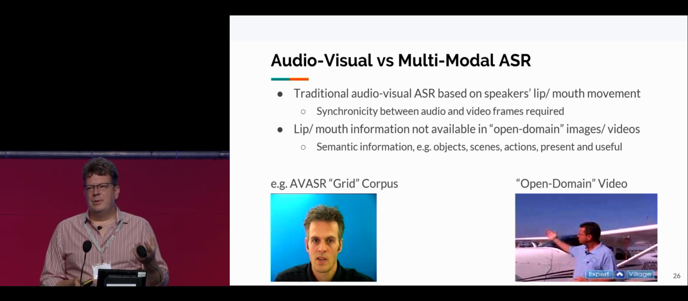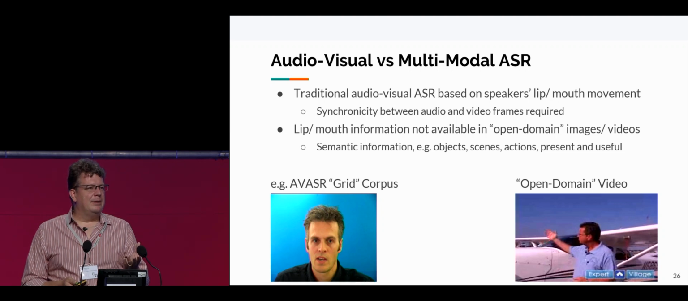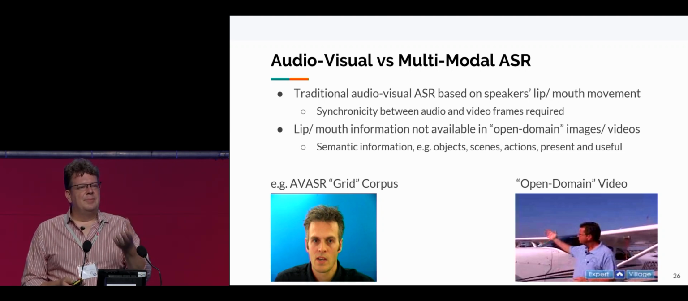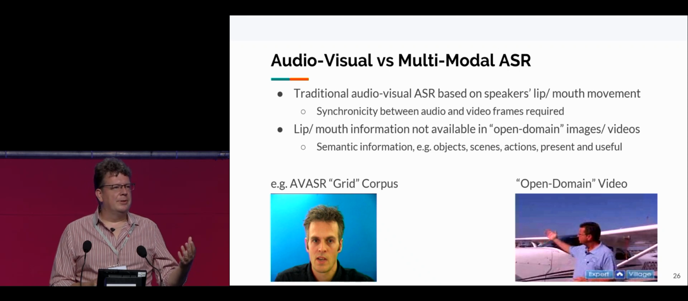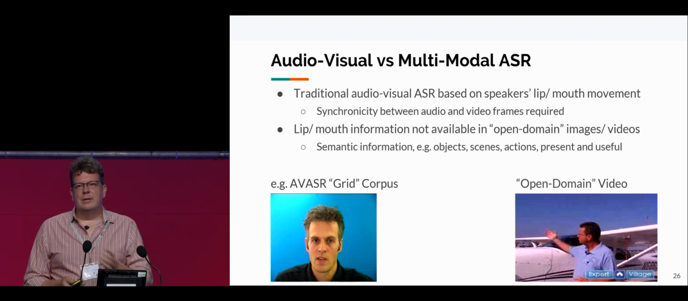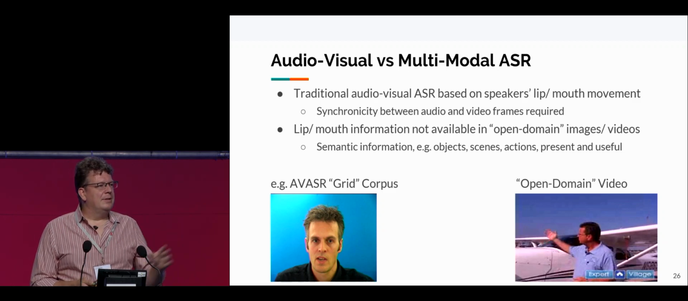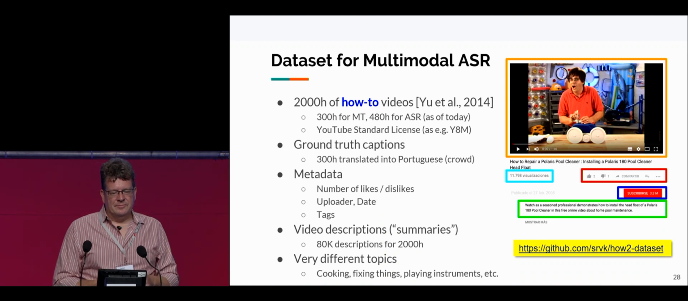Now this will of course only work when, in the example of this open domain video here, the person talks about an airplane or talks about how to fly, because the semantic information is something that I can use to either adapt the language model of a speech recognizer, biasing it towards airplanes, or adapt the acoustic model, biasing towards being outside and maybe having wind noises in the background.